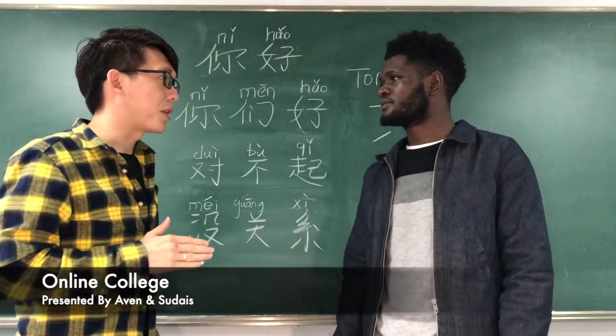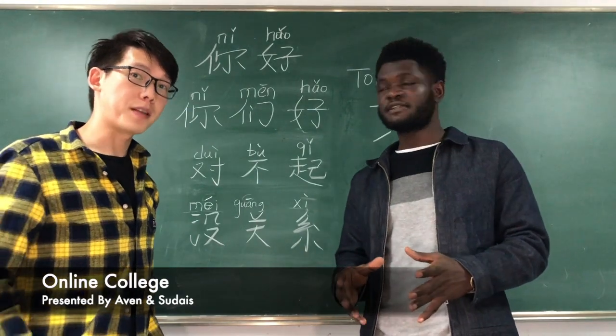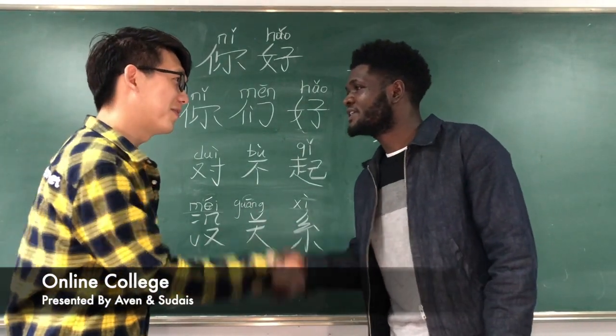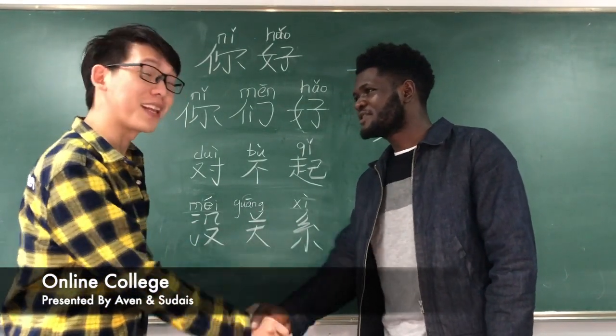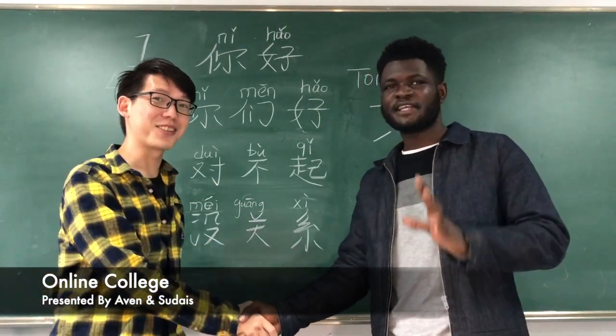So how to use 你好? We can do an action for you guys. 你好. Nice to meet you. In China you have to say 你好. 你好. Okay? Good. Nice to meet you.